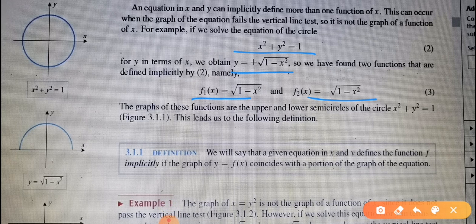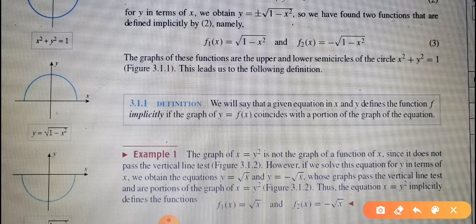As far as the graphical method is concerned, we know that x square plus y square is equal to 1 is an equation of a circle centered at the origin with radius 1. So here is the graph of this equation. When I draw the graph of these separate functions, these are going to be the upper semicircle and the lower semicircle. So by definition we can say that a given equation in x and y defines the function f implicitly if the graph of y is equal to f of x coincides with a portion of the graph of the equation, not the total graph but some portion of the graph. Then that equation is named an implicit function.